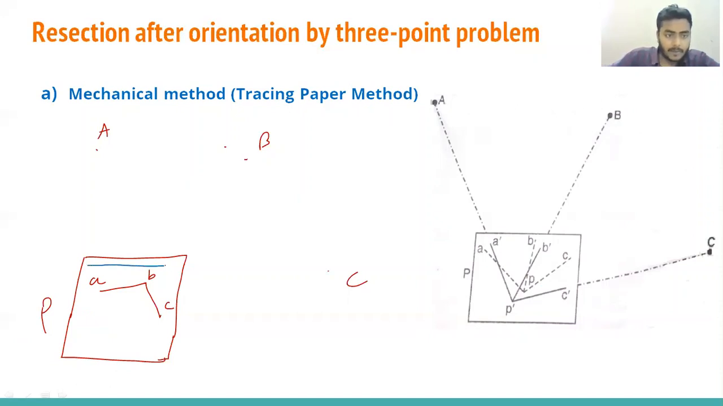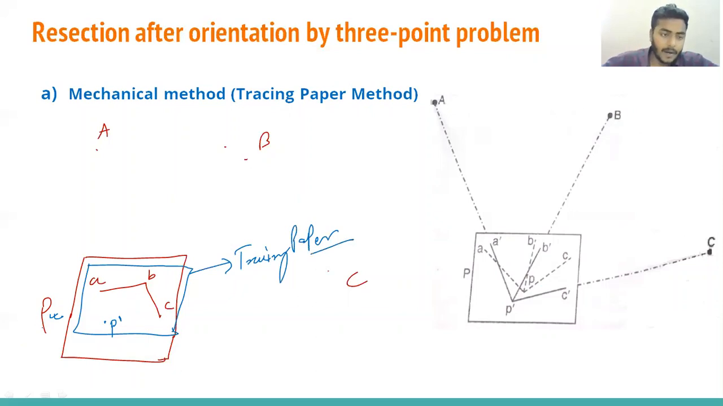Keep some tracing paper. Suppose we have kept the tracing paper like this. Then transfer this P station on this tracing paper by using the plumbing fork or plumb bob. Suppose here is the P dash point which represents station P on this tracing paper. This is the tracing paper, not the plan.